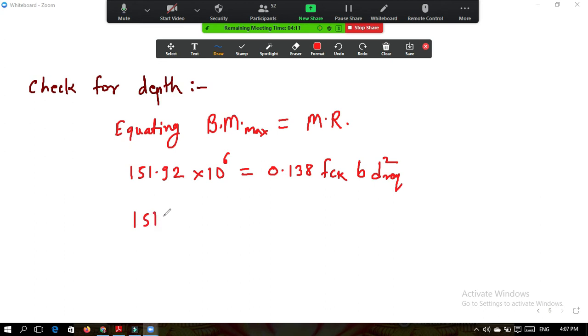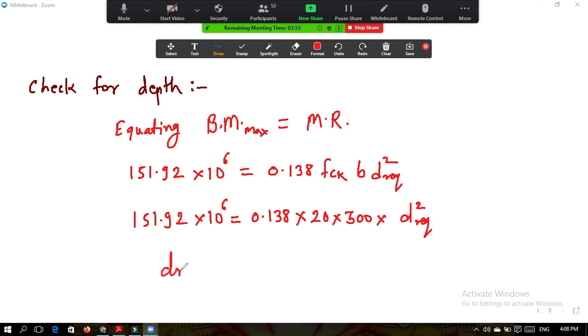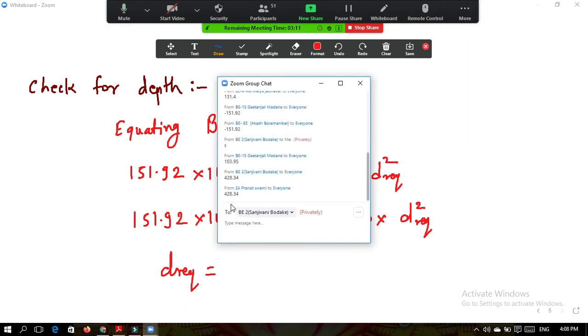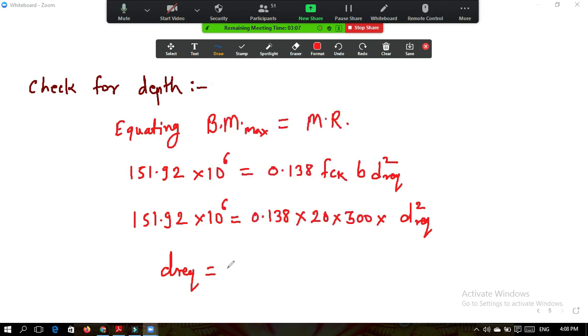So it is 151.92 into 10 raised to 6, which is equal to 0.138 into FCK is 20 into B is 300 into D square. That is the required depth. Therefore, D required is equal to... Now you calculate the answer and drop the message. So it is 428.34.